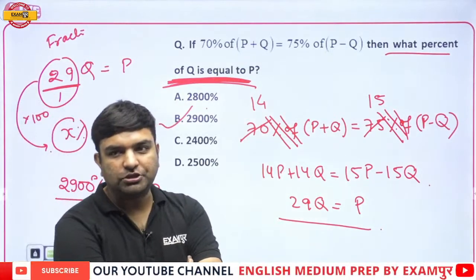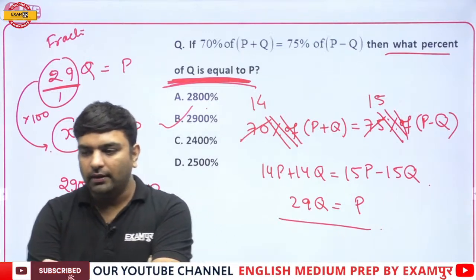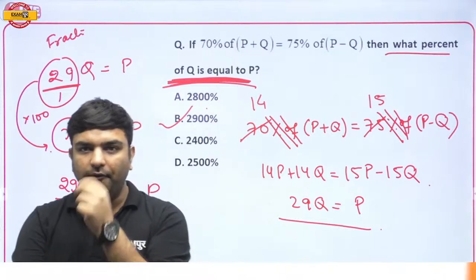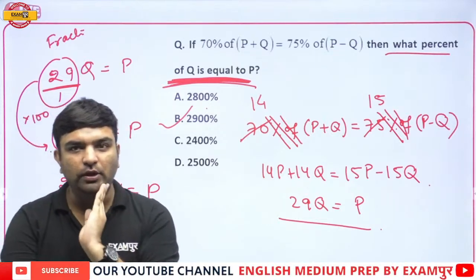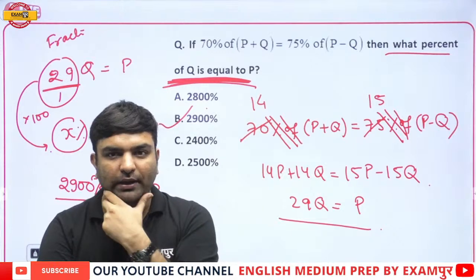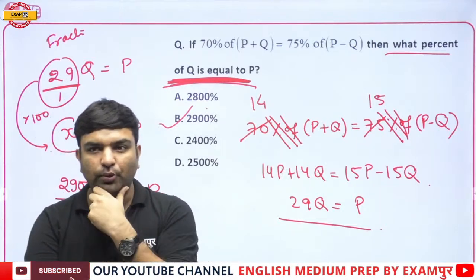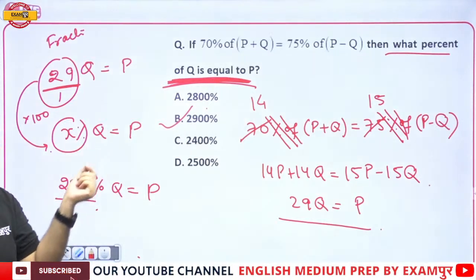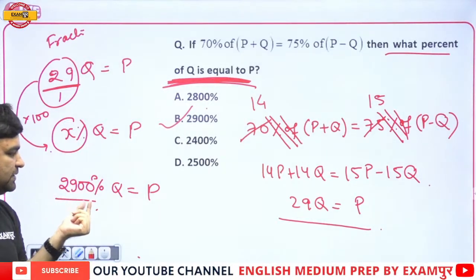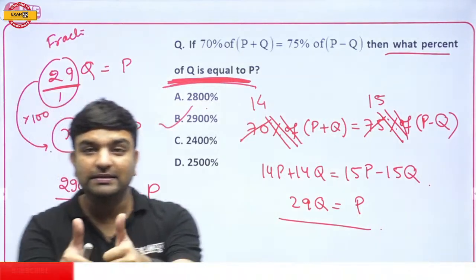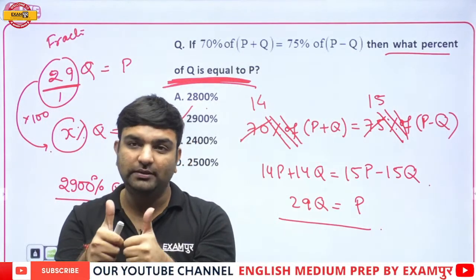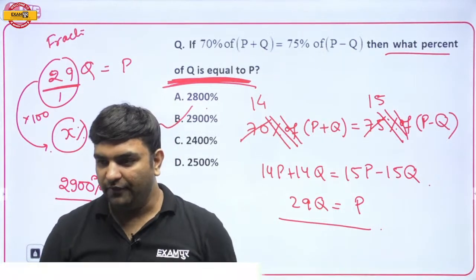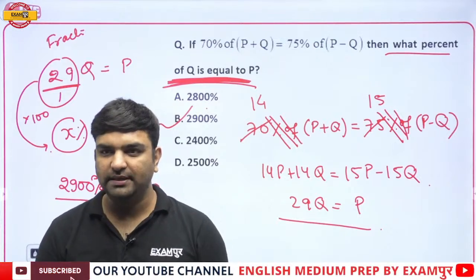To convert a fraction into percentage, we multiply it by 100. So in 29 upon 1 as well, we multiply it by 100. So it has become 2900%. So what percentage of Q would be equal to P? You will say, sir, 2900% of Q is going to be equal to P. Is it clear? If it is clear, please let me know by the thumbs ups.